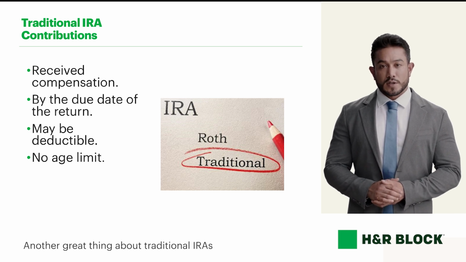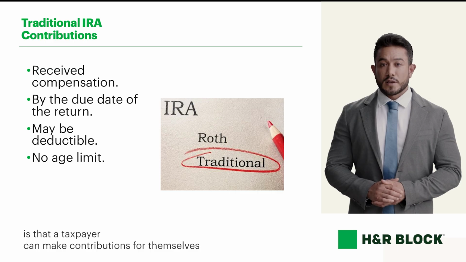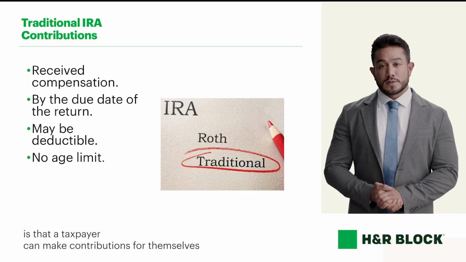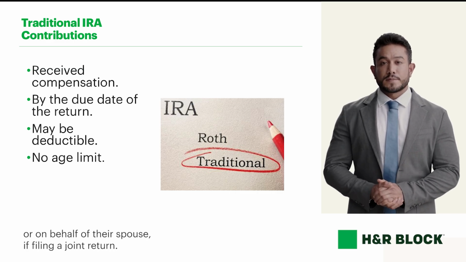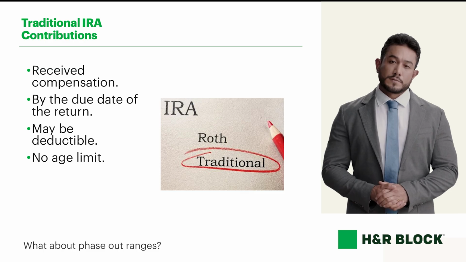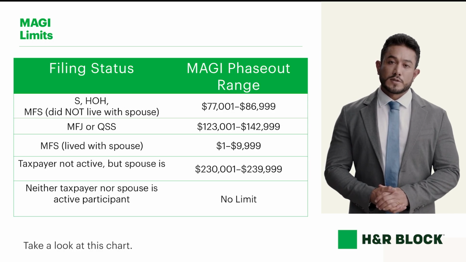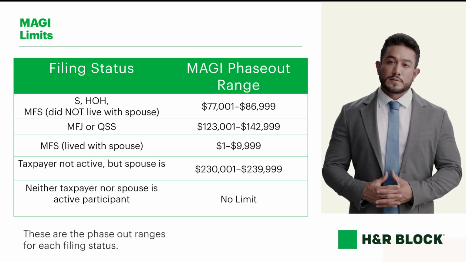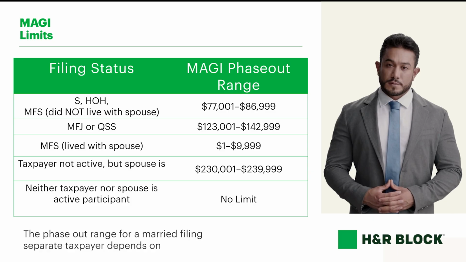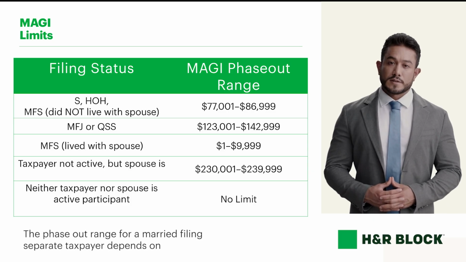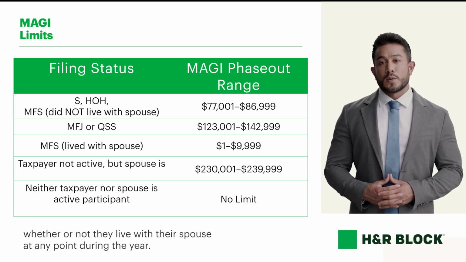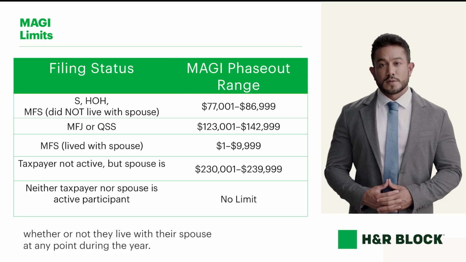Another great thing about traditional IRAs is that a taxpayer can make contributions for themselves or on behalf of their spouse if filing a joint return. What about phase-out ranges? Take a look at this chart. These are the phase-out ranges for each filing status. The phase-out range for a married filing separate taxpayer depends on whether or not they lived with their spouse at any point during the year.